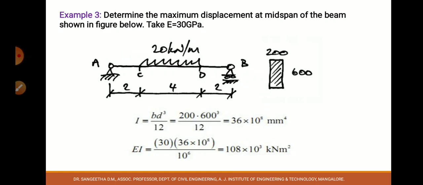So let the cross section of the beam be 200 by 600. E is given as 30 GPa, but I is not given, only the cross section, and the dimensions are in mm. So I is BD cube by 12. In order to evaluate EI, it is BD cube by 12, B is 200 into 600 cube by 12. E is 30 GPa, so EI is 108. Got it? So in all the problems EI was given, here just to evaluate a simple calculation.